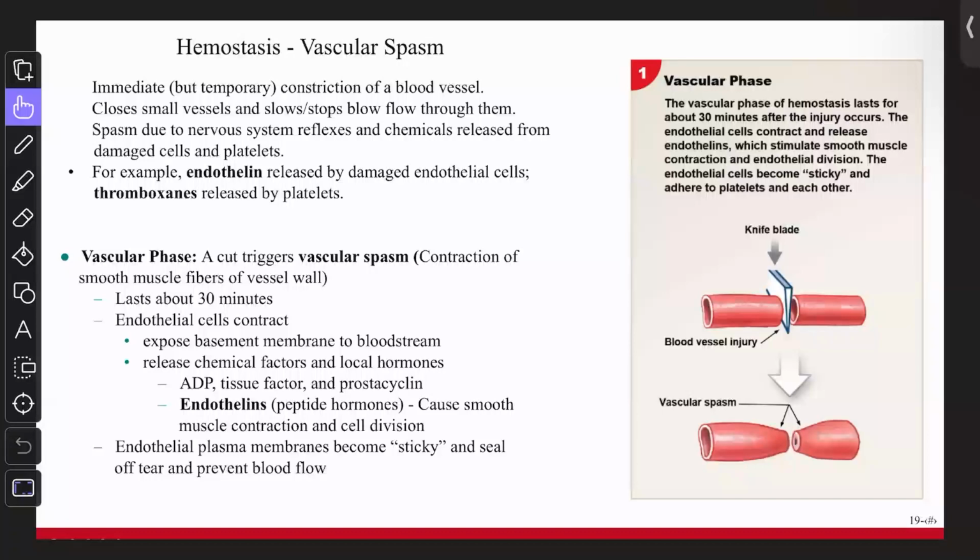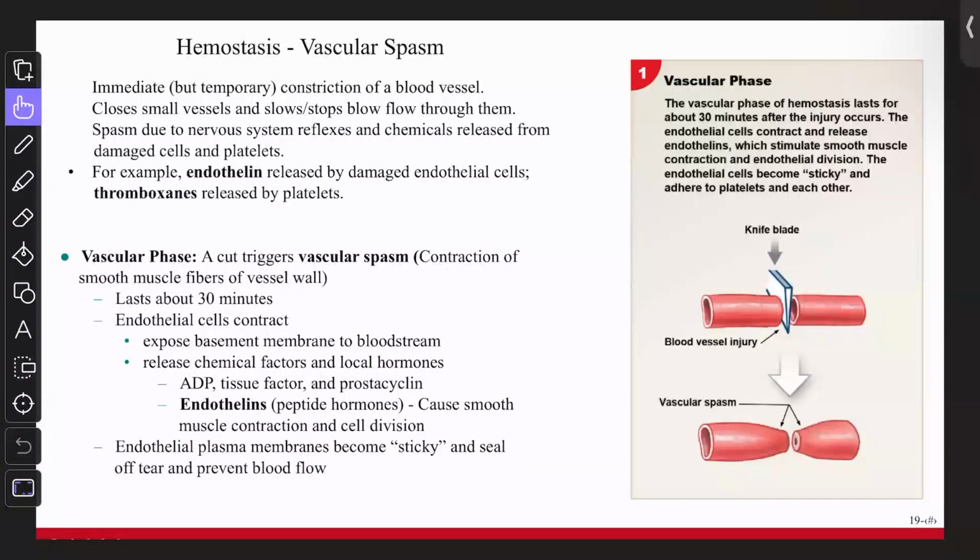So when that damage happens to the vessel, we're going to have that spasm, and there are going to be chemicals released from the damaged cells. Those chemicals include endothelin and thromboxanes. The thromboxanes are actually going to be released from the platelets involved in this process. The endothelins are going to be released from the actual cells that were damaged. Okay, that's an important distinction.